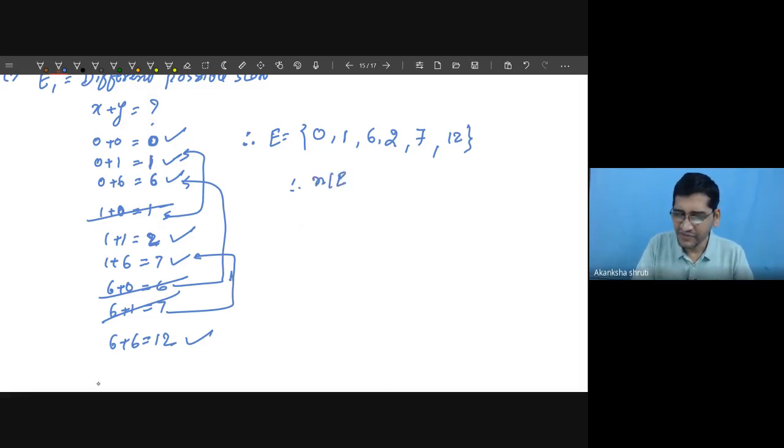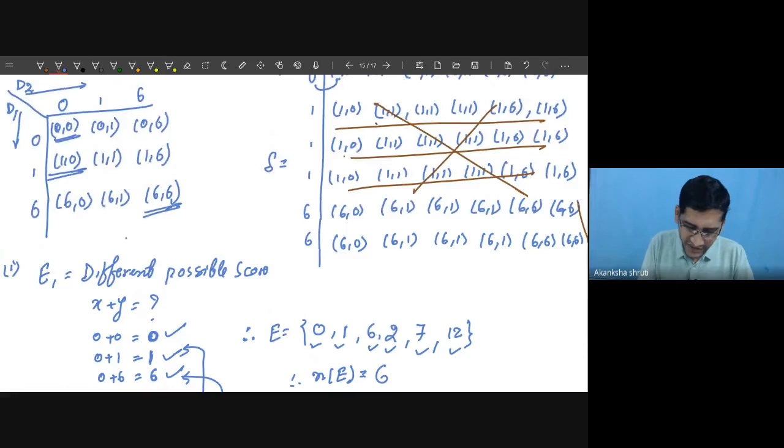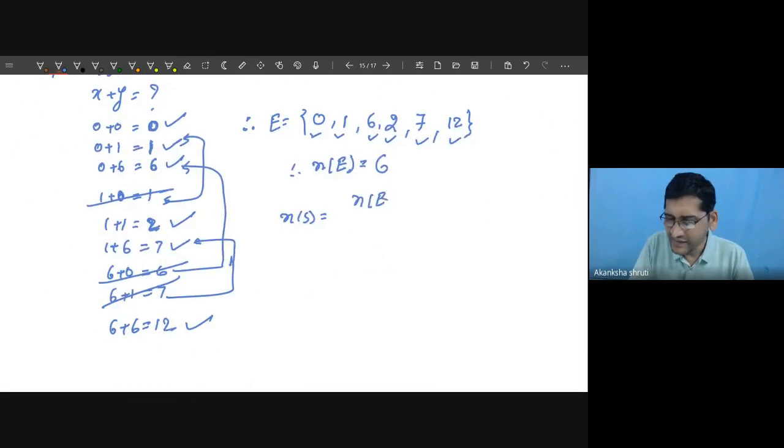So, the number of members in this event, 1, 2, 3, 4, 5, 6. It is our 6. And what is our NS, students? NS, from this we can calculate. NS is, or you may count this pair, 1, 2, 3 into 3. It is our 9. Okay. So it is NE by NS. It is 6 by 9. It shall be 1 by 3.